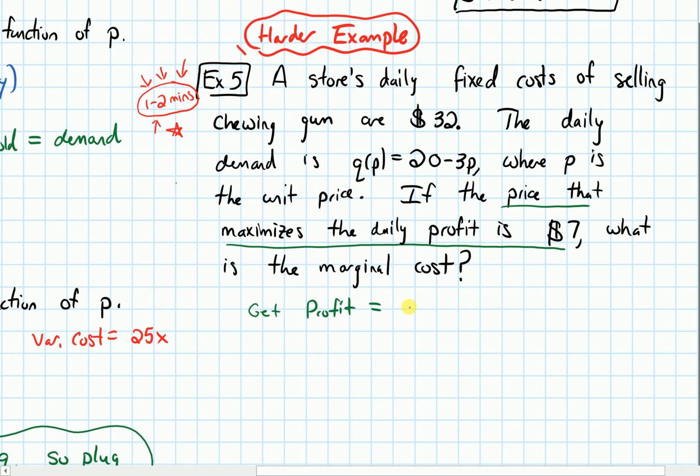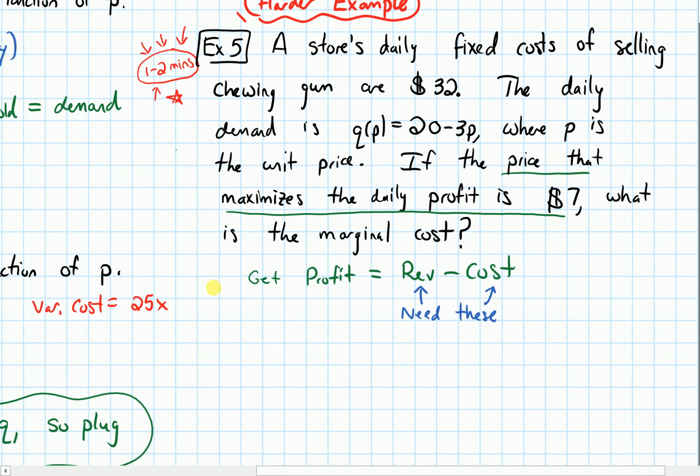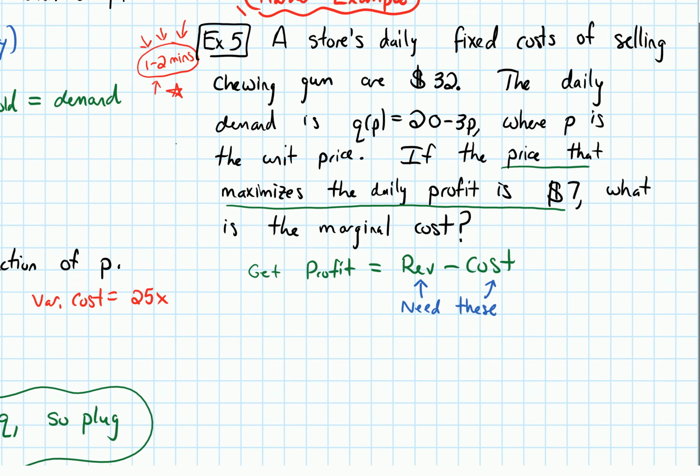And we know that the profit equals the revenue minus the cost. So if we want to get the profit, we need to get the revenue and the cost. We'll need to get both of those. All right, so let's begin with one of them. So maybe let's begin with cost.